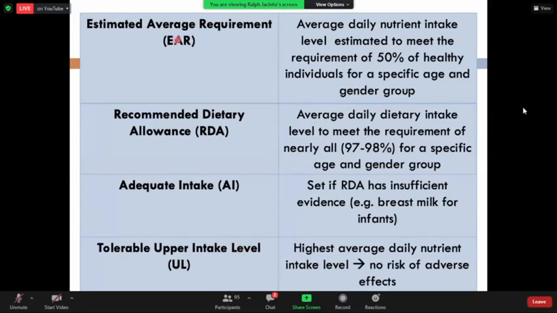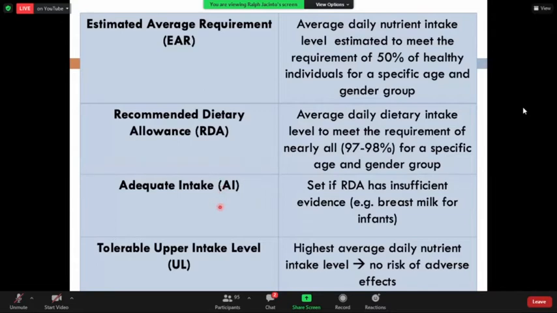Let's look at the differences. When we say estimated average requirement, the keyword here is average, meaning 50% of the population for a certain specific age and gender group, as compared to the RDA, the recommended dietary allowance, which covers approximately all, so 97 to 98% of the population. So between the two, the more accurate would be the RDA because it's for approximately all.